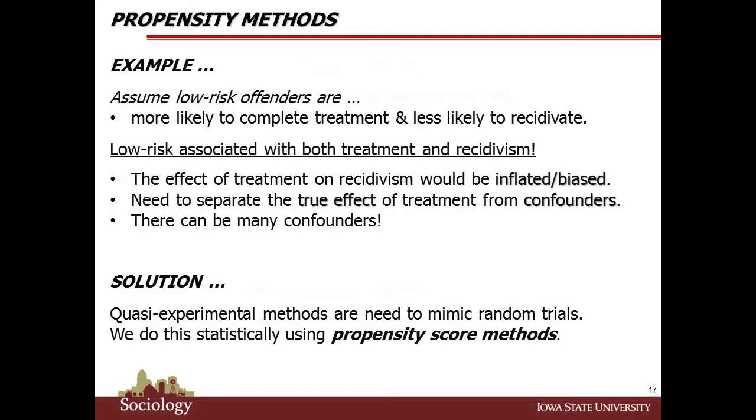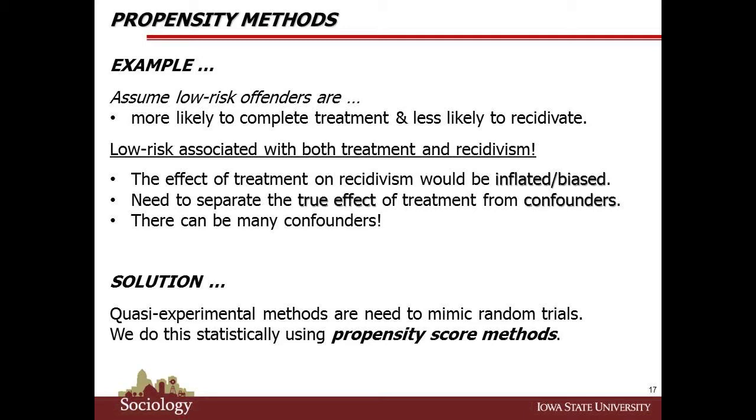So let's work through an example of what we mean by bias in non-random assignment of treatment. In Iowa, this is an issue for us. We typically have lower risk offenders than other parts of the country. And we also know from our analysis that low risk offenders are both more likely to complete treatment and less likely to fail.